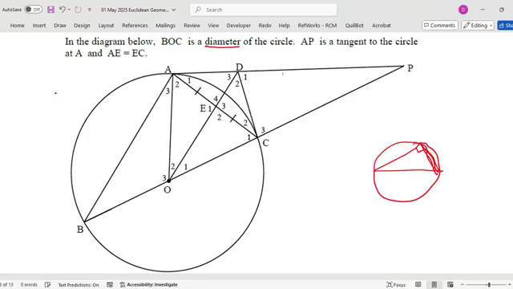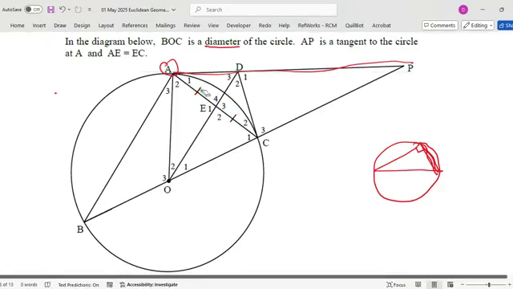And then AP is a tangent to the circle at A. AP is a tangent, that is AP there. That is a tangent at A, we can see that. And we're also told that AE is equal to EC. AE is equal to EC. We don't know how that is going to help us, but we're told that.